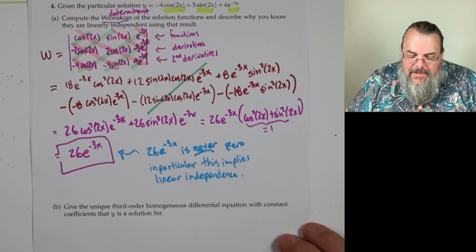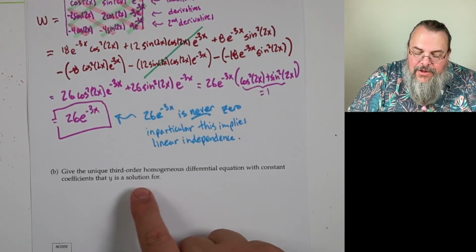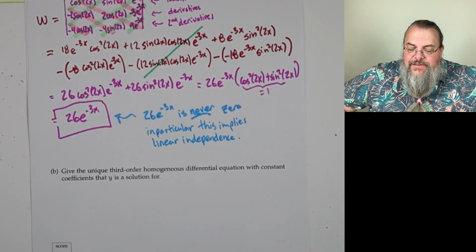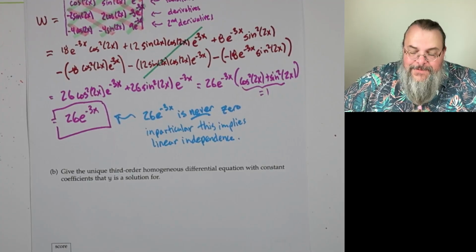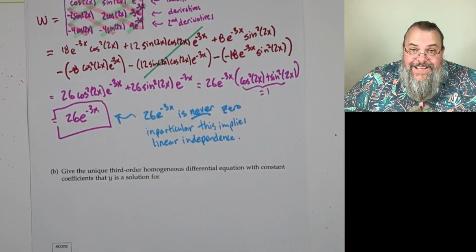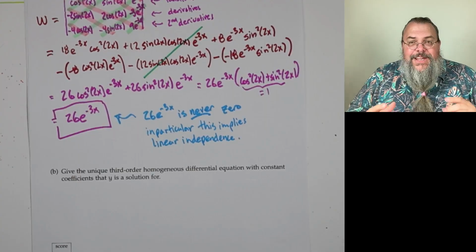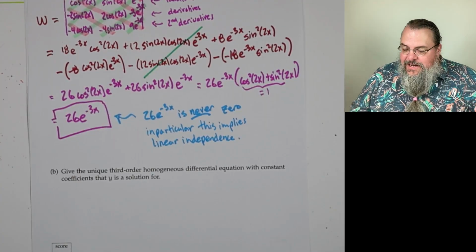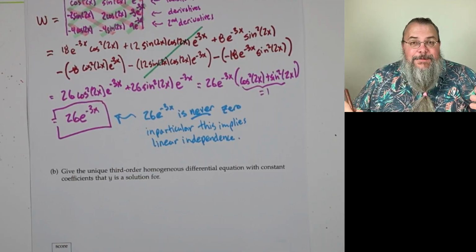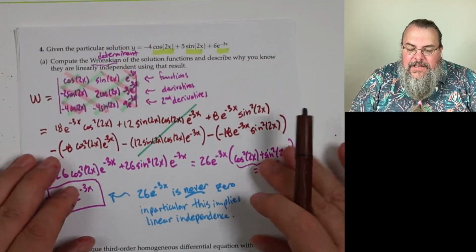All right, now part B. Give the unique third order homogeneous differential equation with constant coefficients that y is a solution for. Okay, now, can we use our Wronskian? Well, not really. That's not what the goal here is. So what can we do? Well, we can say, let's think about what's going on.